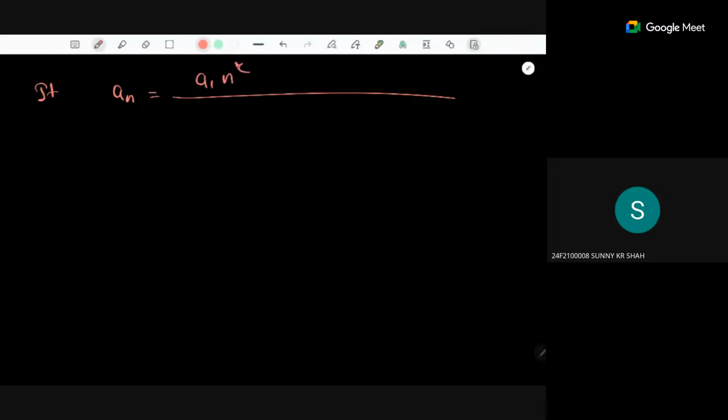So suppose we have a sequence whose numerator is a polynomial a1 n to the power r plus a2 n to the power r minus 1 plus and so on, and whose denominator is a polynomial b1 n to the power p plus b2 n to the power p minus 1 plus and so on plus b. If you have such a sequence, then we have three cases.